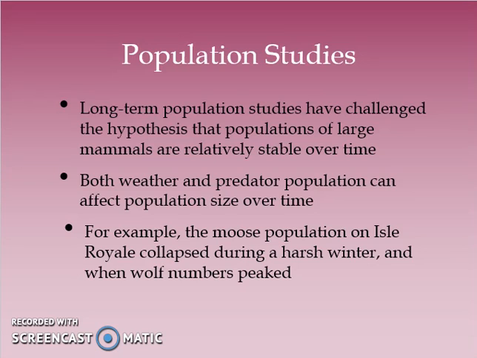One of the good examples of this is of a moose and wolf population on Isle Royale. It saw that the moose population basically collapsed during a very harsh winter, but the wolf numbers peaked. But if you think about it, all the moose died, so all the wolves had a whole lot of food to eat. So they fluctuate. They all fluctuate, and they fluctuate sometimes together and sometimes independent of each other. But populations are not steady.